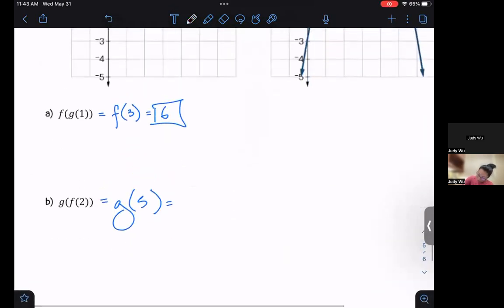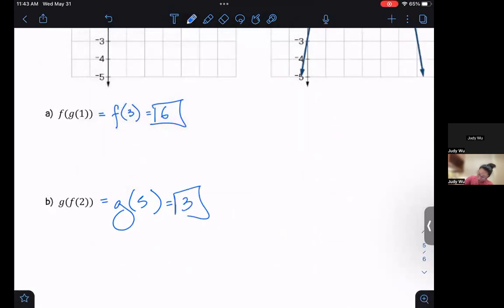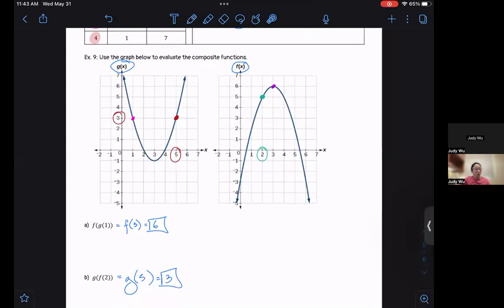So G of 5 is 3. Oops. And that also means that G of F of 2 is 3. Okay. So you'll get a chance to practice some of these in the My Open Math, getting to read how to do these on the graph as well as the table, but I thought it would be useful to try a few together. All right.